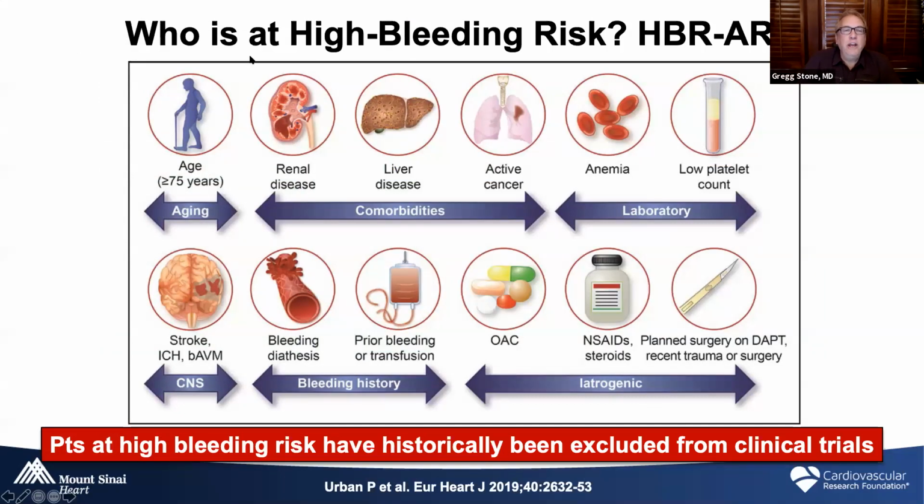And age is a unique one. Age greater than or equal to 75 years does not predict ischemic risk, but does predict bleeding risk, importantly. Comorbidities: renal disease, liver disease, active cancer. Lab findings: baseline anemia, low platelet count. CNS disease: prior or recent stroke, intracranial hemorrhage, or a brain AV malformation. A history of bleeding diathesis, or prior bleeding, or transfusions. And then there are iatrogenic causes such as use of oral anticoagulants, nonsteroidals, or planned surgery on DAPT, recent trauma, or recent surgery. And importantly, most of these patients have historically been excluded from clinical trials.